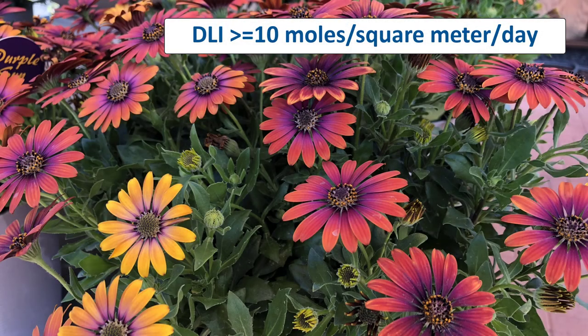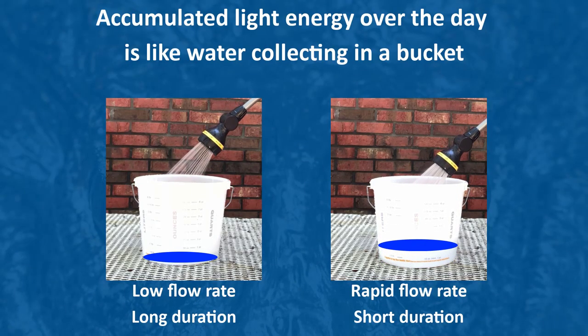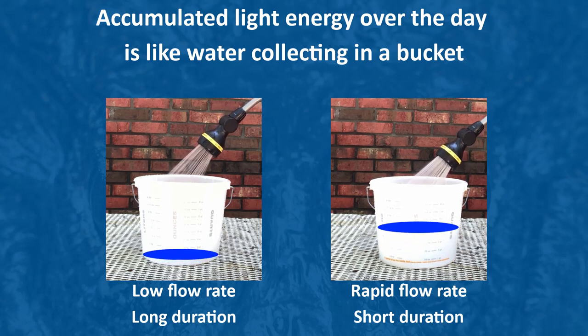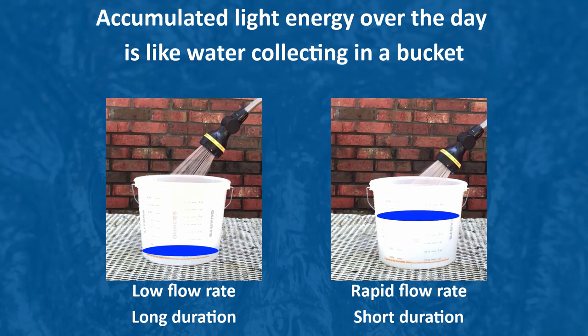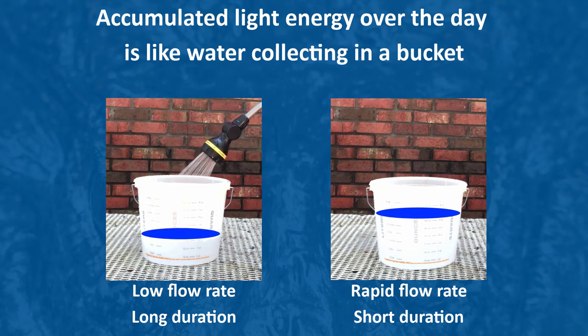For example, many flowering plants need a DLI of 10 moles per square meter per day or more to produce a lot of flowers. We can increase DLI by either increasing light intensity and or by increasing the photoperiod. We can think of the amount of water in these buckets in liters is like the accumulated light energy in moles per square meter per day. So I can run the hose at a low flow rate for a long time, or turn the hose on faster for a short time to get to the same accumulated volume.